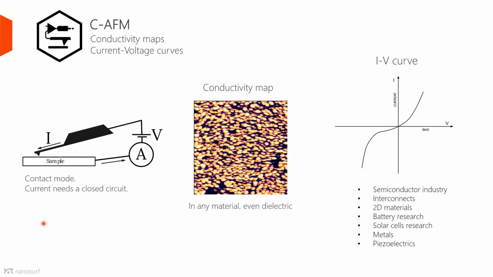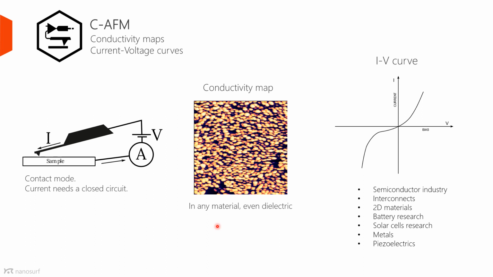Let's start with the conducting AFM as the most basic electrical measurement. The setup of the experiment is rather simple. You have a tip in contact with the sample surface, you apply a voltage to the tip or to the sample, and you measure current flow in between the tip and the sample. With this, you can measure currents in pretty much any material, even in dielectric. The only question is what kind of amplifier you would need to use to properly detect your current.